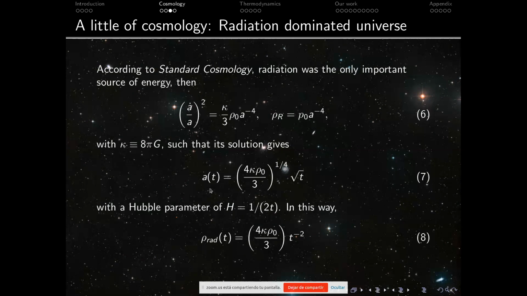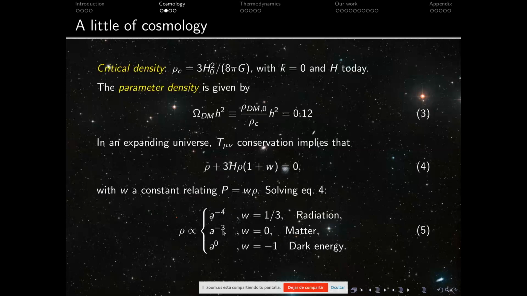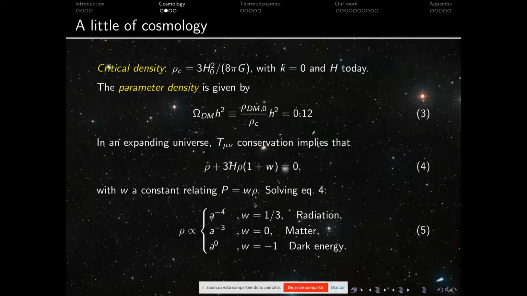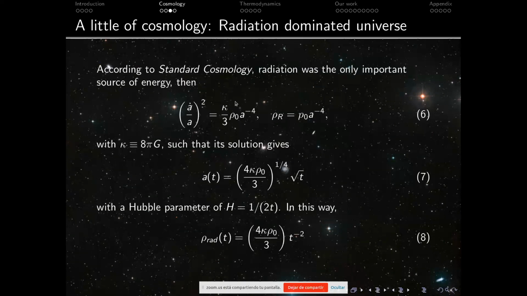In this case, if you consider a radiation dominated universe, in six you can see that here we have the Hubble parameter, and you replace just what you have found from this equation. So this a to the minus four here, and you can solve this equation easily, finding this relation between the scale factor and the time, and also you can find the Hubble rate, or even the relation between the density of the radiation and time.